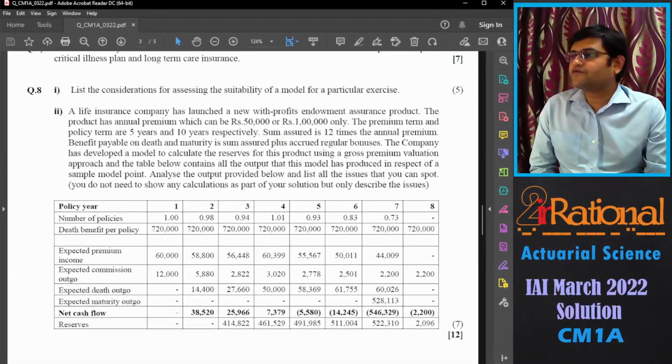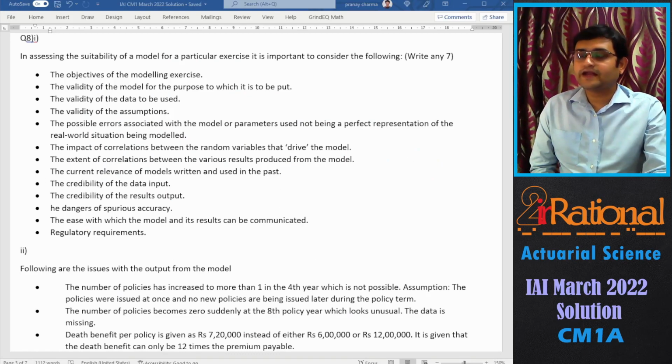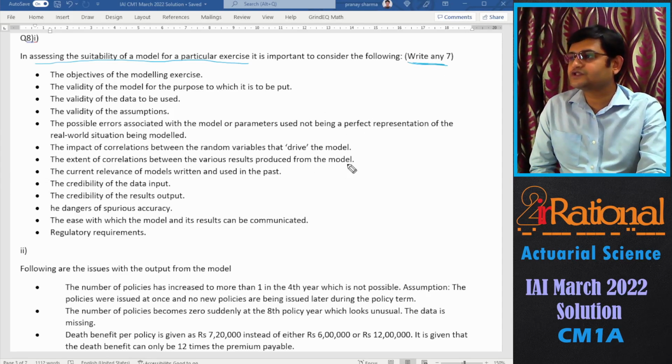Question number 8, first part: list the considerations for assessing the suitability of a model for a particular exercise. There are a lot of points when we are assessing the suitability of a model for a particular exercise, but you don't need to write so many. They have given 5 marks, so you can write about 5 to 7 points. I would suggest 7 points, any of these 7 points.